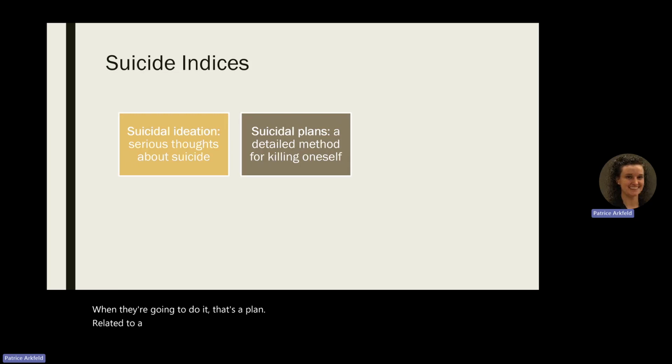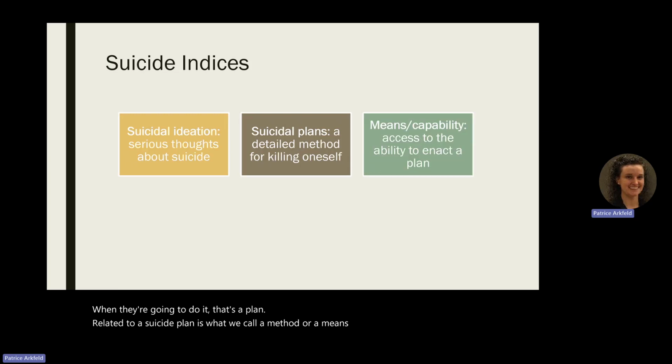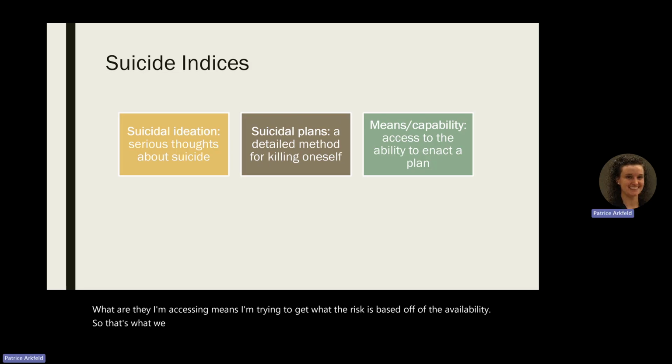Related to a suicide plan is what we call a method or a means or capability, which is, does someone have access to the ability to enact their plan? Whatever the plan may be, do we know if they have access to the mechanisms that would be necessary? So as a clinician, when I ask about suicide means, if a client tells me I am going to die by taking a lot of pills, my question would be, where are your pills? How many do you have? What are they? I'm accessing means. I'm trying to get what the risk is based off of the availability. So that's what we consider to be the means of a suicide attempt.